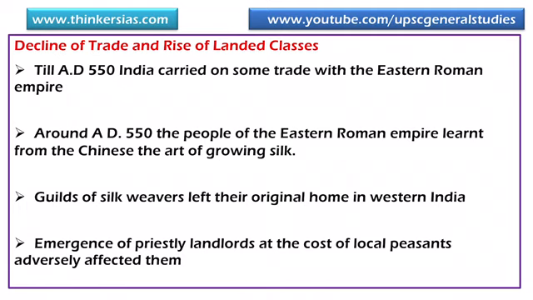The emergence of priestly landlords, at the cost of local peasants, brought many virgin areas under cultivation. This emergence was the result of the grant of land to the priests by the kings, as discussed before.